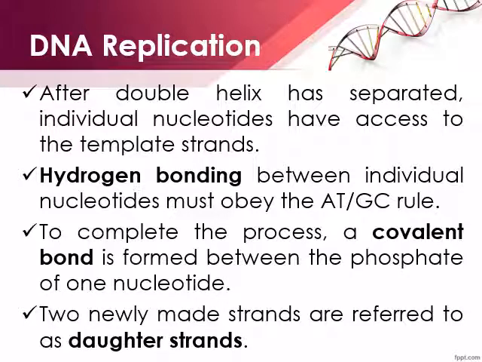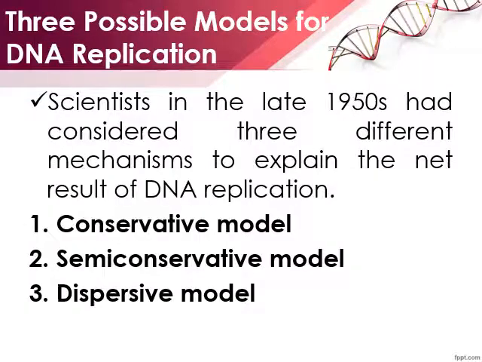So after the double helix has separated, individual nucleotides have access to the template strands. So the hydrogen bonding between the individual nucleotides must obey the ATGC rule. So to complete the process, a covalent bond is formed between the phosphate of one nucleotide. So after the process, the two newly made strands are referred to as the daughter strands.